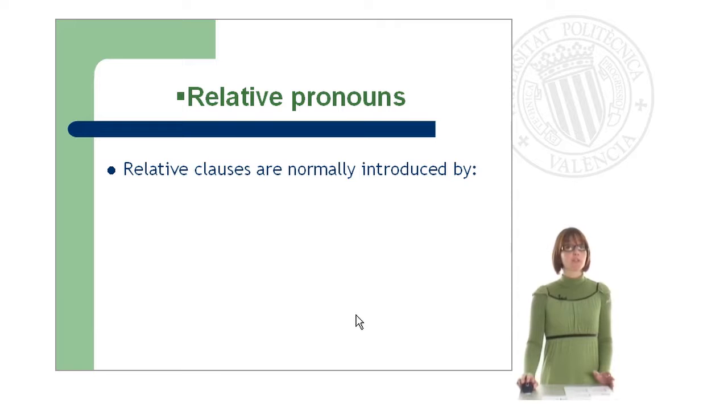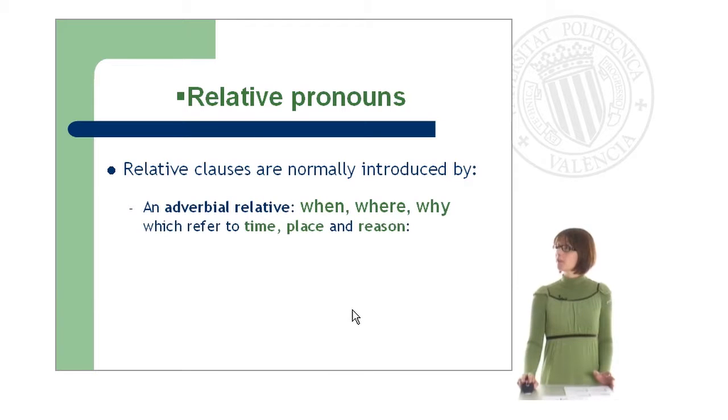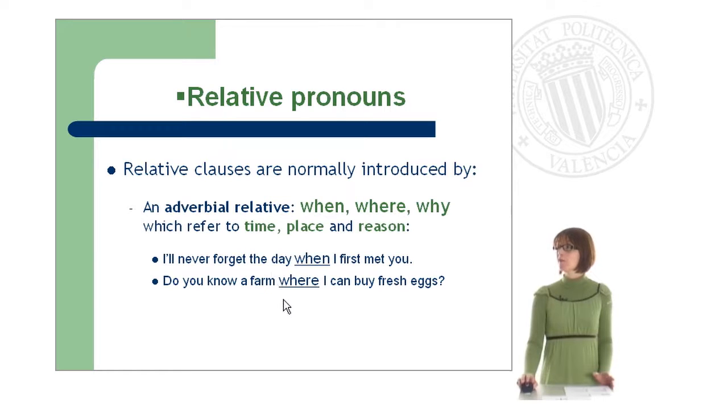Relative clauses can also be introduced by an adverbial relative. For example, when, where, and why, which refer to time, place, and reason. Let's have a look at some examples on the screen. I'll never forget the day when I first met you. Do you know a farm where I can buy fresh eggs? Do you know the reason why she doesn't like me?